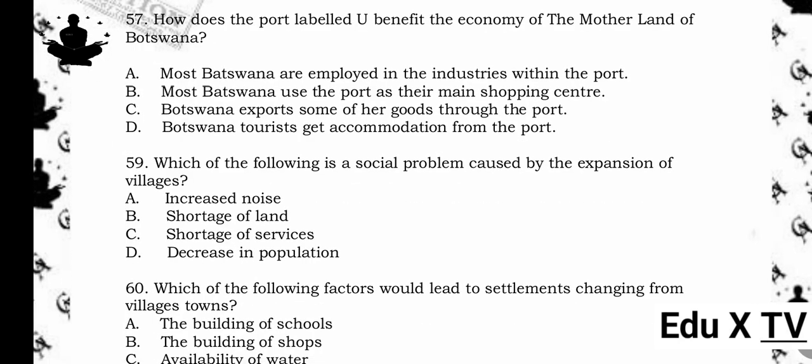58. How does the port labeled U benefit the economy of the mainland of Africa, Botswana? A, most Botswana are employed in the industries within the port. B, most Botswana use the port as their main shopping center. C, Botswana exports some of her goods through the port. D, Botswana tourists get accommodation from the port. The answer is C, Botswana exports some of her goods through the port. Reason being, as a landlocked country, Botswana uses ports in neighboring countries like Port U for exporting and importing goods, which boosts trade and economic activity.